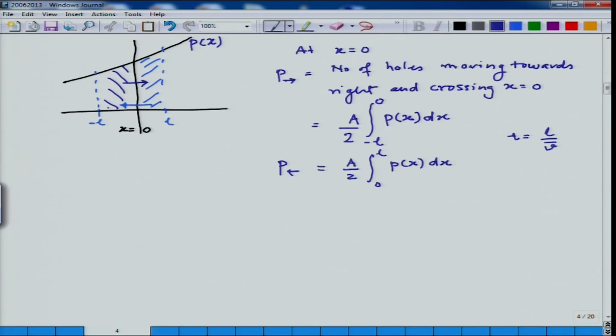So, now we need to find out the net exchange of carriers across x equal to 0. The net exchange of carriers across x equal to 0 is going to be P minus P in the opposite direction. So, this is what I need to evaluate.